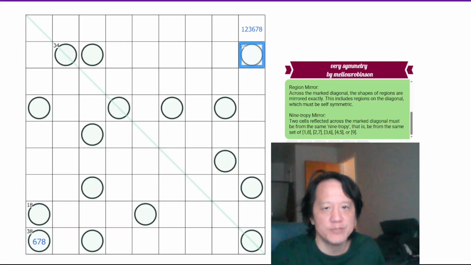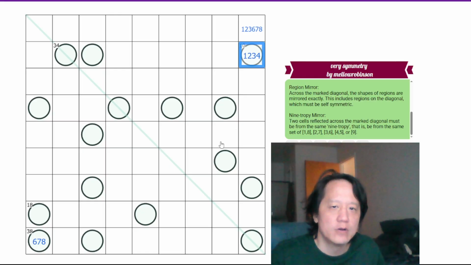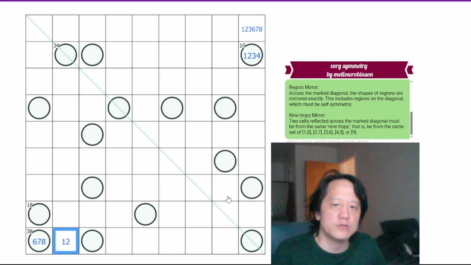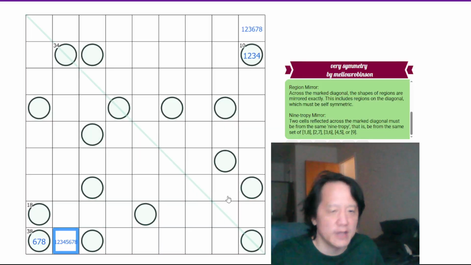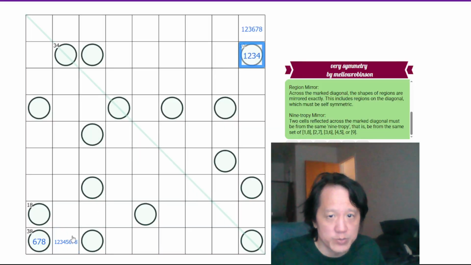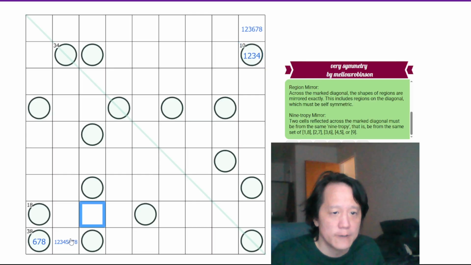10 can see up to 4, 1 through 4. So this is corresponding to 1 through 4 here, or 5 through 8 by the nintropy mirror.